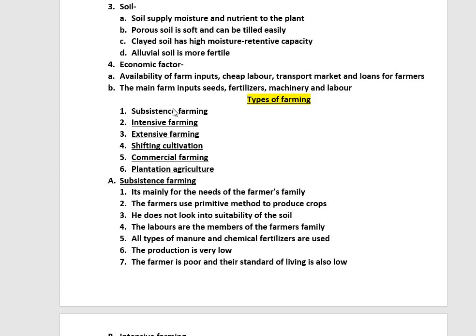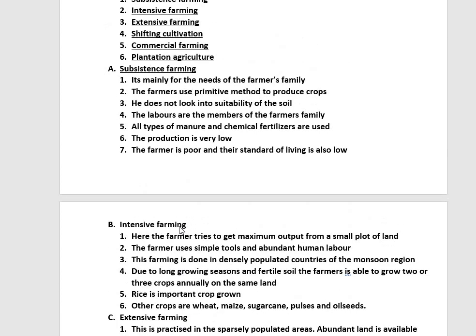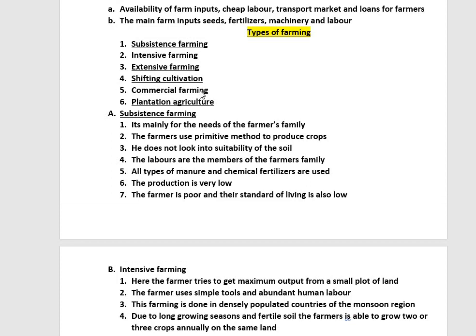First is subsistence farming. Second is intensive farming. Third is extensive farming. Fourth is shifting cultivation. Fifth is commercial farming. And sixth is plantation farming. In today's chapter, we will be learning about three types of farming, that is subsistence farming, intensive farming and extensive farming. So let us start with subsistence farming.